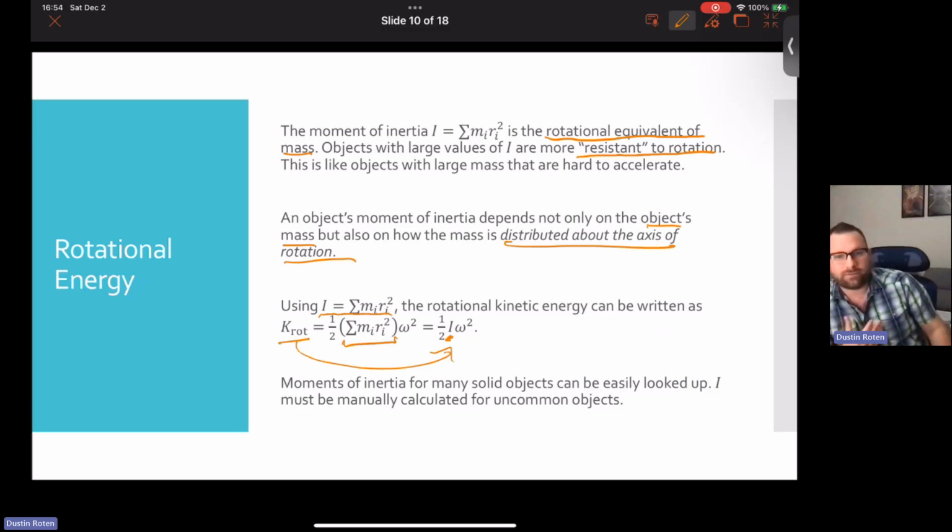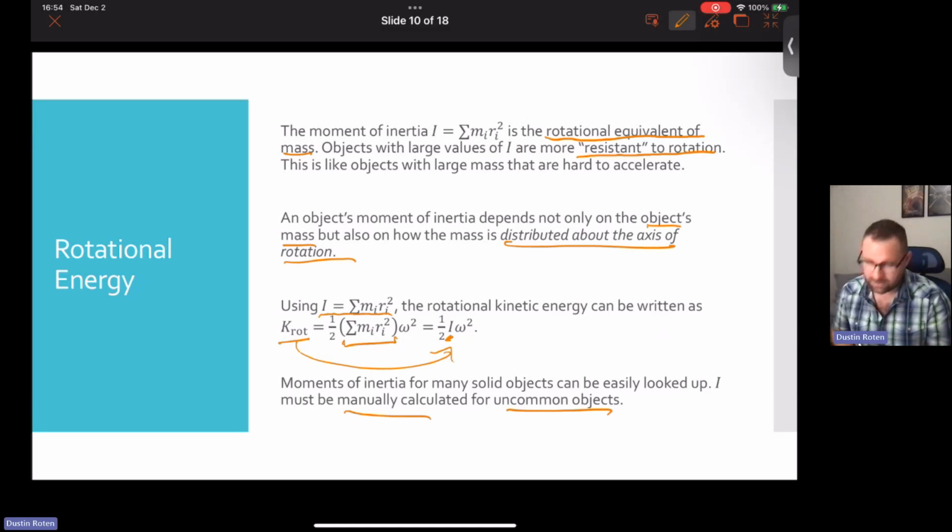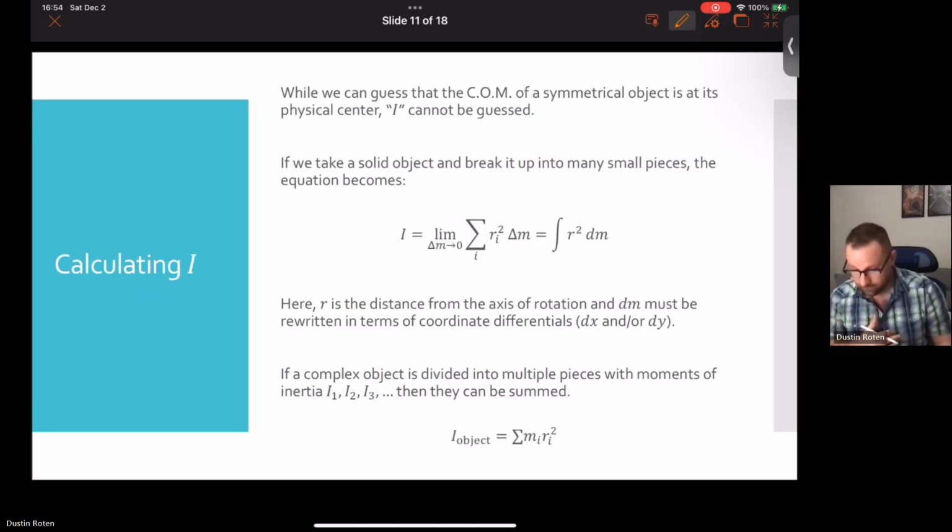So moments of inertia for a lot of objects can actually be just looked up in tables. But if you have a really weird object that you're looking at, you might actually have to manually calculate I. So if the object is an uncommon one, you can maybe approximate it with an already known I value, but if you have something funky, you'll have to calculate it. So let's actually talk about what that process looks like.